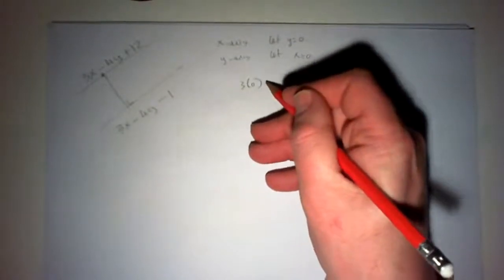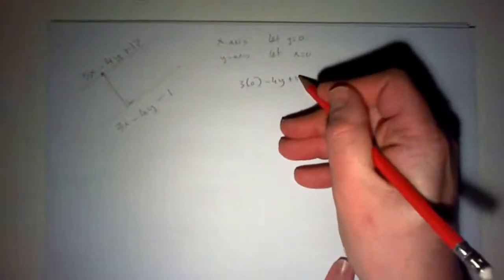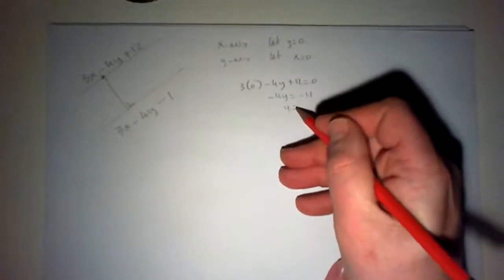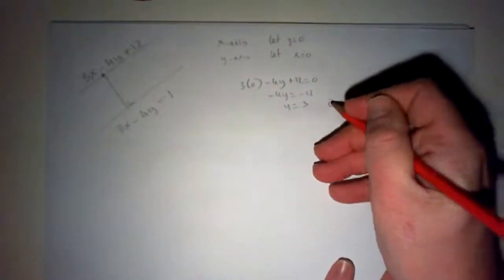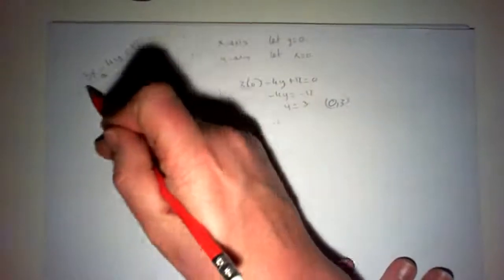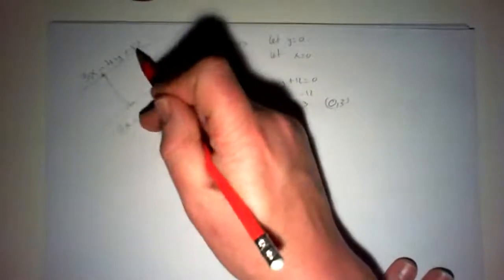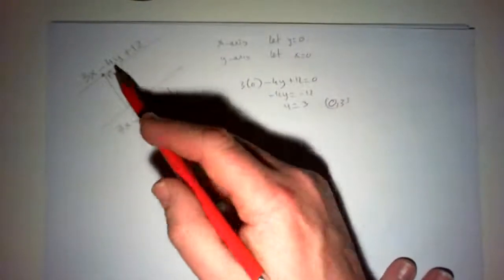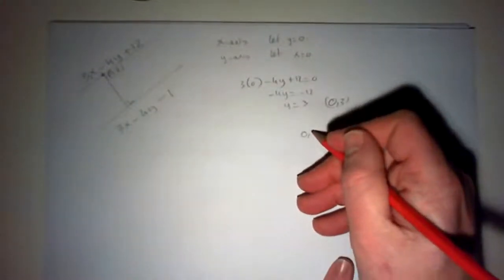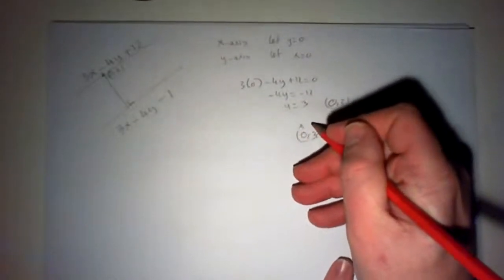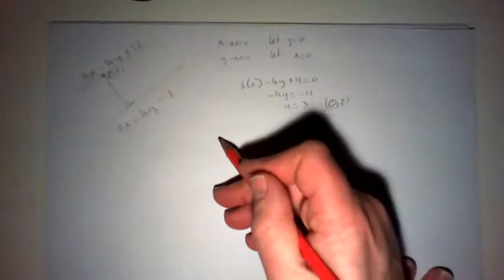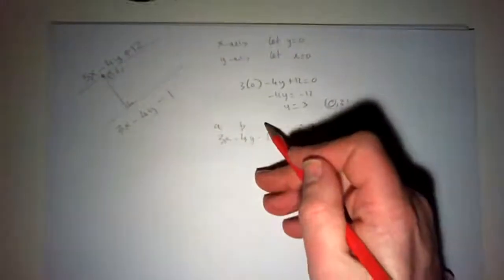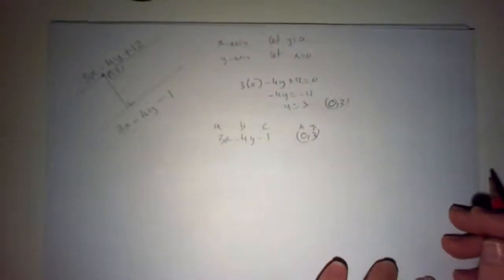3 times 0 minus 4Y plus 12 equals 0. Minus 4Y is equal to minus 12, so Y is equal to 3. So 0 and 3 is definitely a point on this line. That's all I need, so I'm going to call that one 0 and 3. Now I have a point, 0 and 3. That's my x1, y1. And I have this equation, 3x minus 4y minus 1. That's your A, B, and your C. And we're going to pop them into our formula.